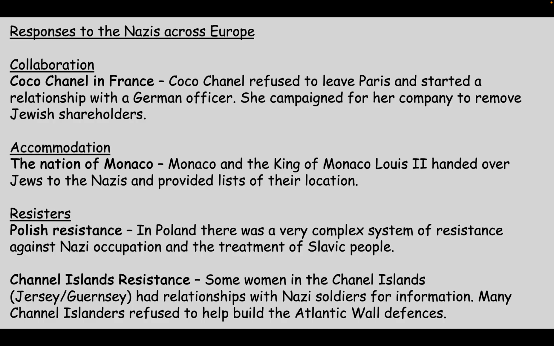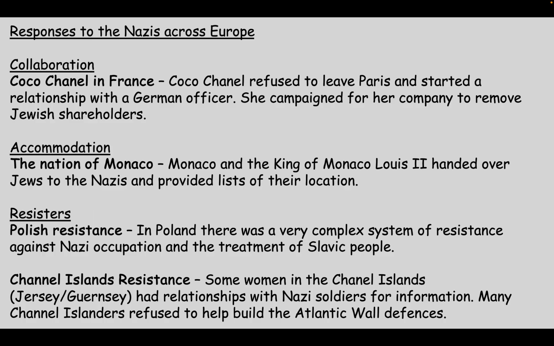Now, the final bit is all about how people respond to the Nazis during the occupation. So how do people deal with the Nazis when they are in their country? So in countries like France, Greece, Monaco, the Channel Islands, Denmark, the Netherlands, these people are controlled by the Nazis, but how do they respond to them? Do they collaborate and work with them? Do they accommodate and they just kind of accept what the Nazis are doing? Or do they resist? So collaboration, accommodation and resistors are the three sort of groups we're going to look at.